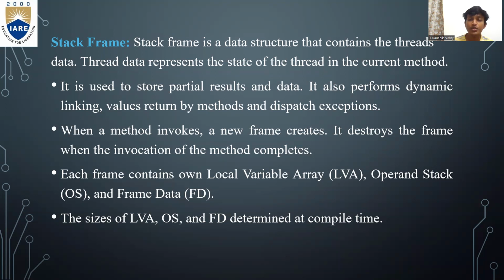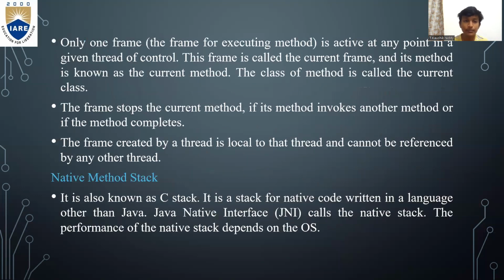Next, each frame contains its own local variable array (LVA), operand stack (OS), and frame data (FD). The sizes of the LVA, OS, and FD are determined at compile time. So basically, the sizes of these three are determined while compiling the program itself, not at any other time.